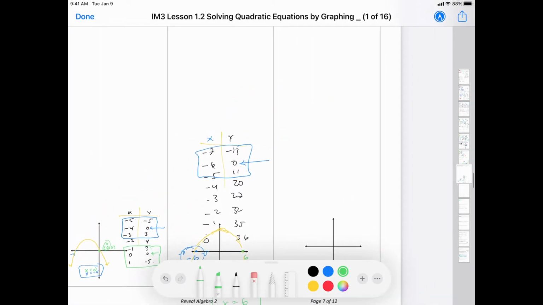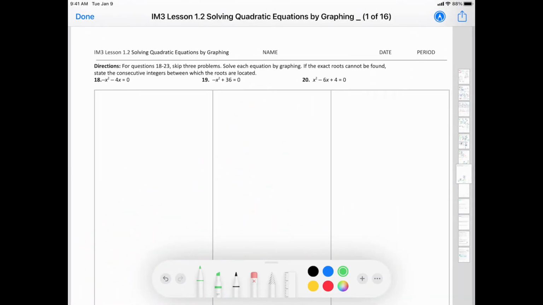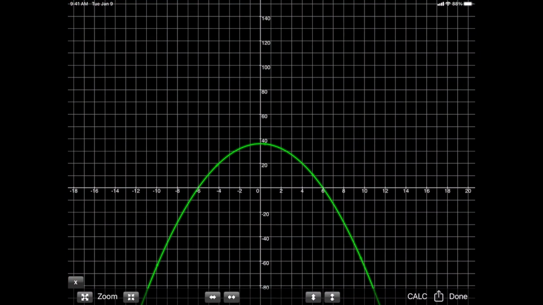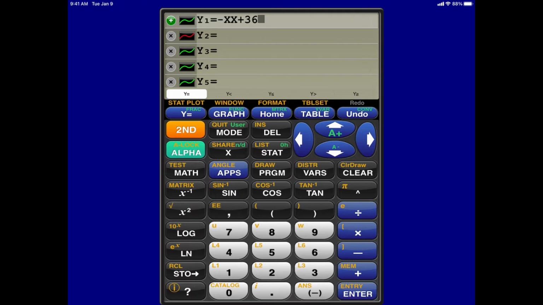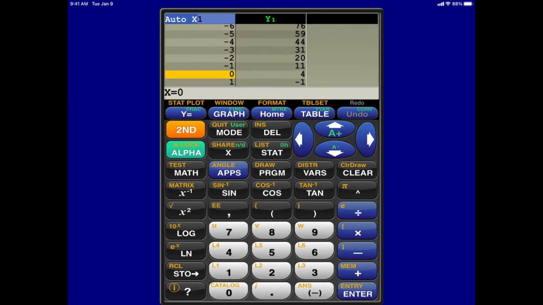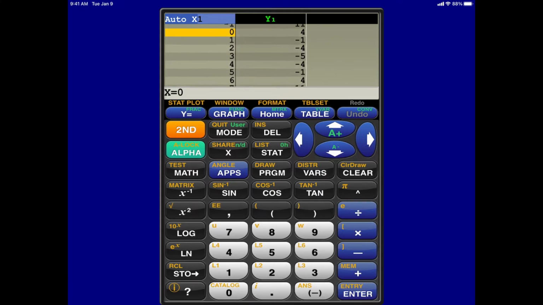Okay, let's go ahead and try the graph in the next one. Number 20. x squared minus 6x plus 4. Let's get a table, and again, I need two numbers that will, let's see, 0 and 1. All right, this one's nice. Take a picture of this one.